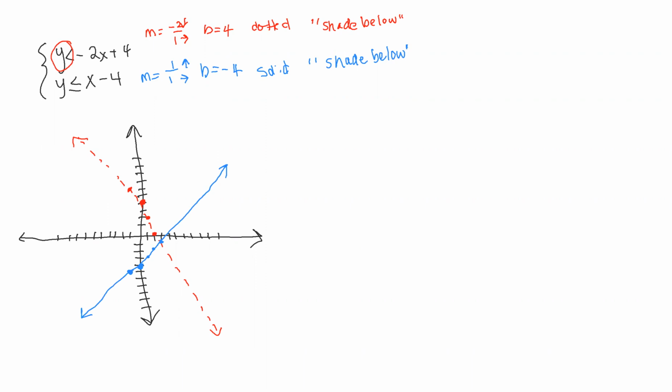All right. So we've got our system almost graphed. What we need to do now is talk about the shading. So we're going to test 2 points. So for the red line, I'm going to test a point. And then for the blue line, I'm going to test a point. You can test the same point. You can test different points. It does not matter. Just test a point for each. Okay.